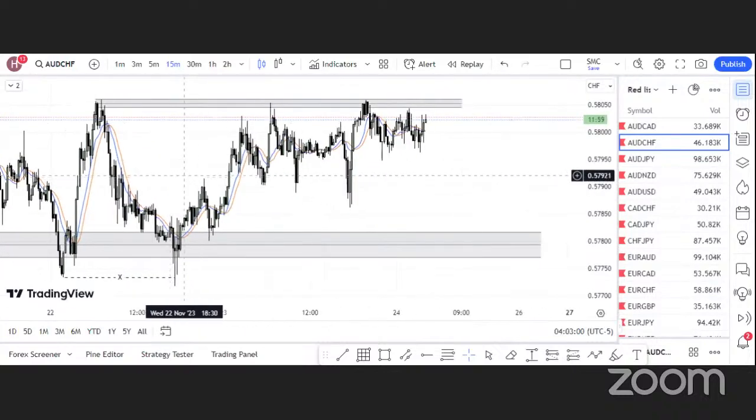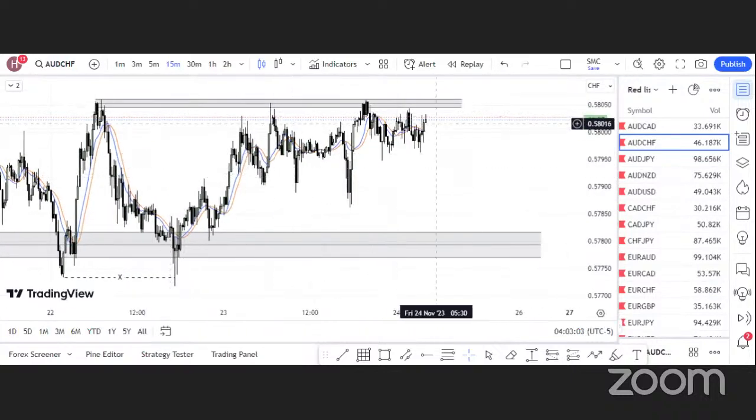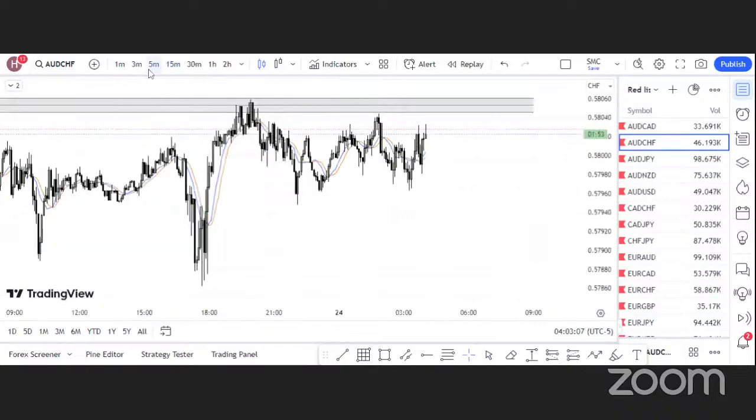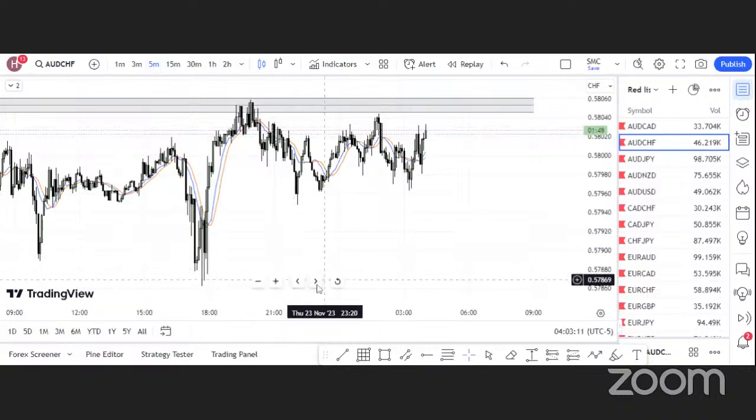All right. And right now we have this zone here where the market is currently approaching. So let's go to the lower time frame, the 15 minutes time frame, and see what is going on there.